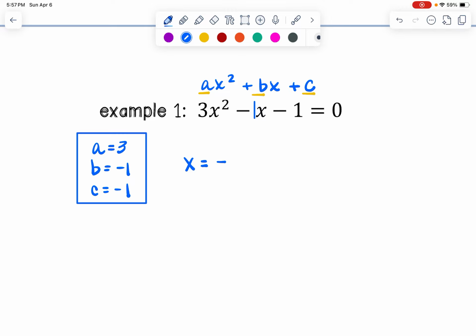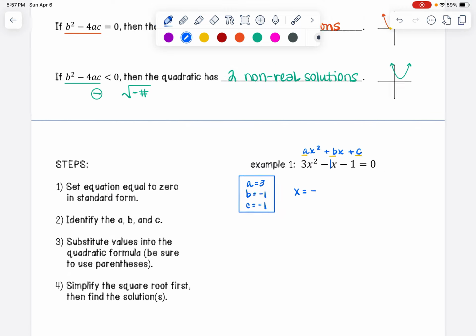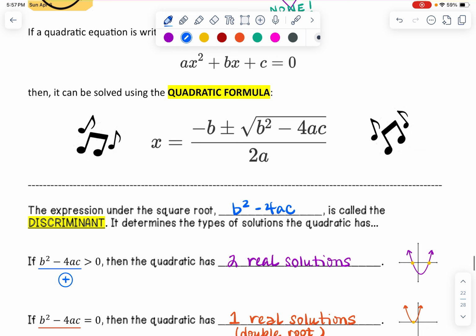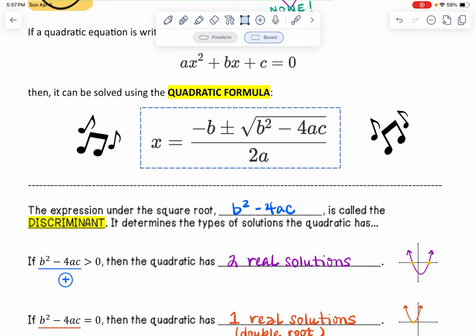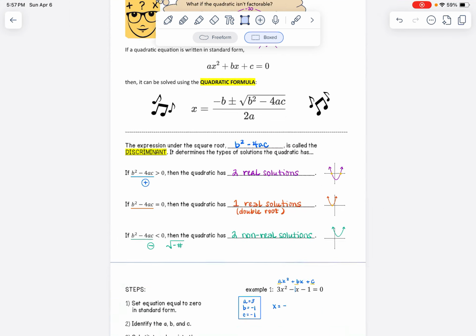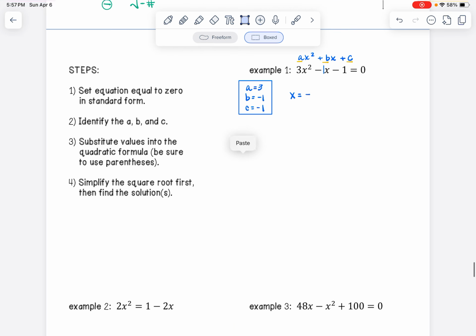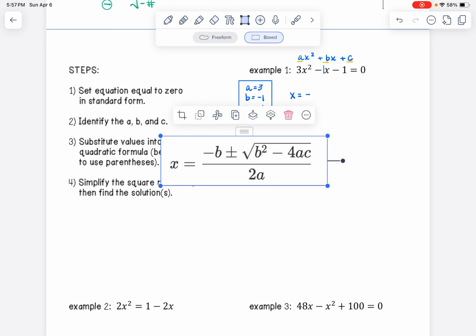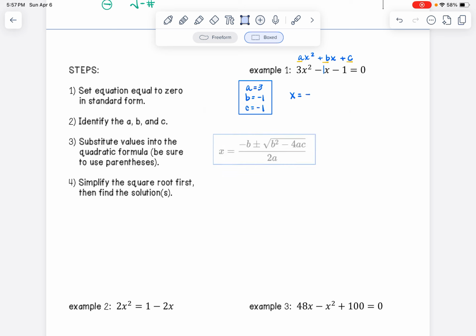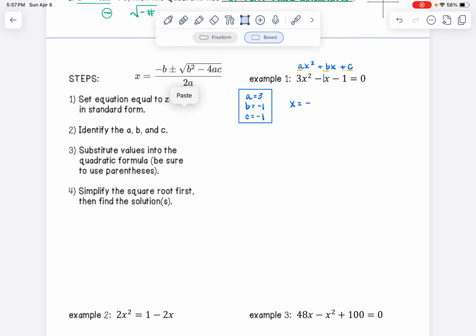But -b, hold on, you know what? Let me go grab this guy. Oops. Copy. I'm going to bring him down here. Paste. Oh my goodness, y'all. There we go. All right. I'm going to put my little formula up here. All right. Here we go.